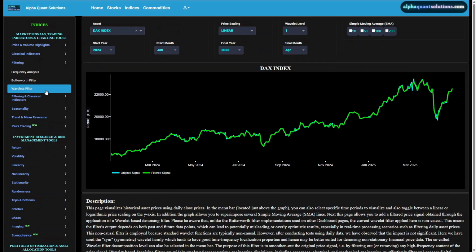So we'll review here the Wavelets Filter page. We've chosen the DAX index between January 2024 and April 2025. And then you can adjust the wavelet decomposition level. By default, it's 1. You can move it to 2 or 3, and you start to see how the filtered version, so the green line, becomes way smoother compared to the original unfiltered light blue one, or 4.